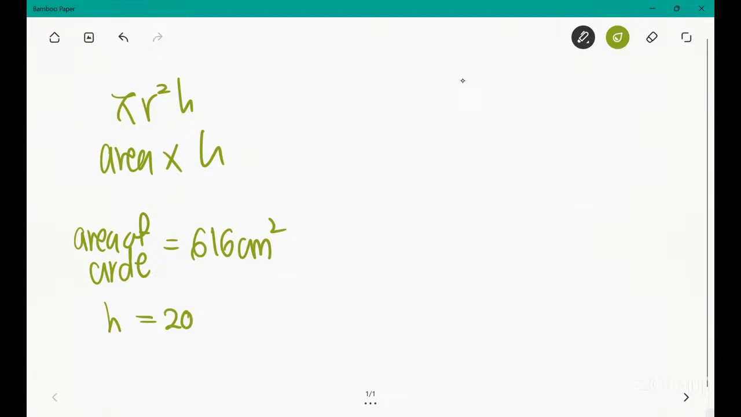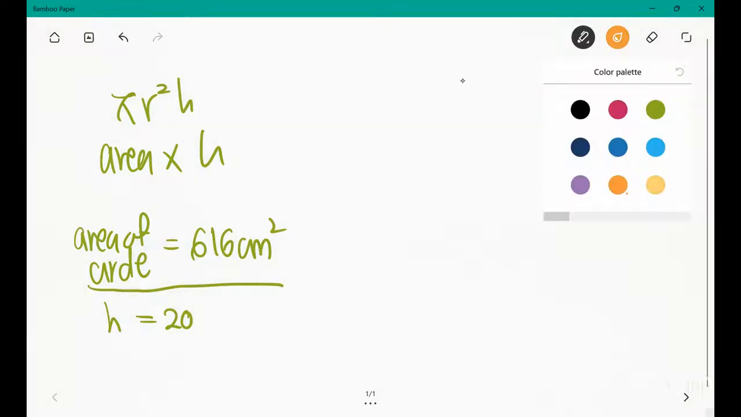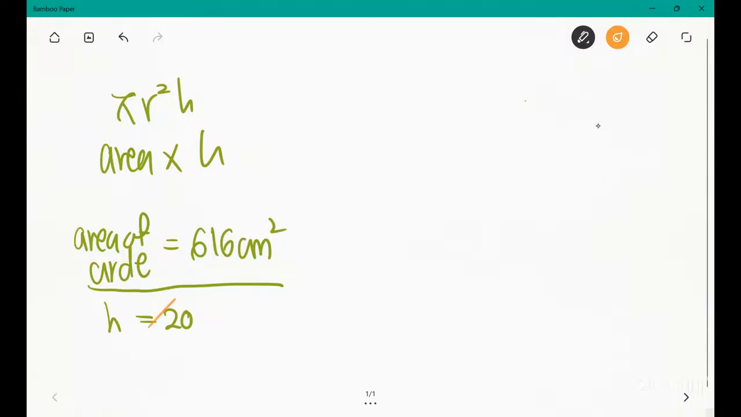No, they're not asking you R. Okay, let's say they're asking you R. So if they're asking you R, they have given you here the area of a circle only. So this H here can be taken as unnecessary. You don't even need this.